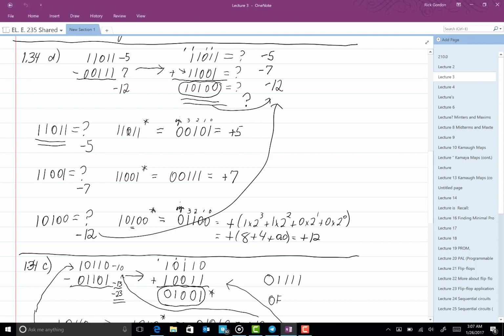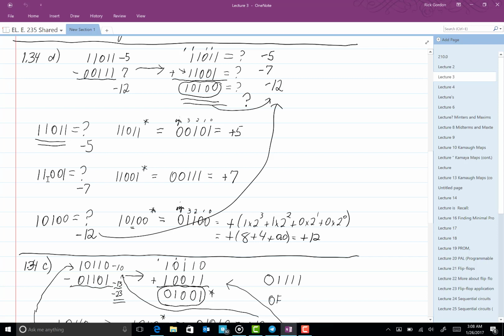So you have 00101, and now this is a positive number, and you can number the positions 0, 1, 2, 3 after the sign bit. Because the sign bit is 0, this is positive, and there's no 8, but there's a 4 and a 1, and 4 plus 1 is 5. So this number right here is positive 5, but remember this number right here is the 2's complement of this number, so this number must be negative 5.